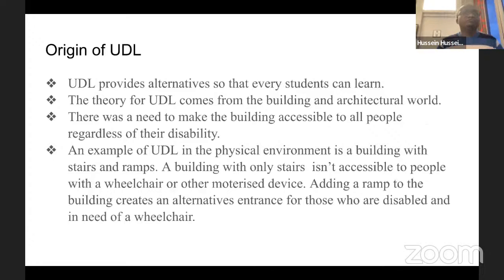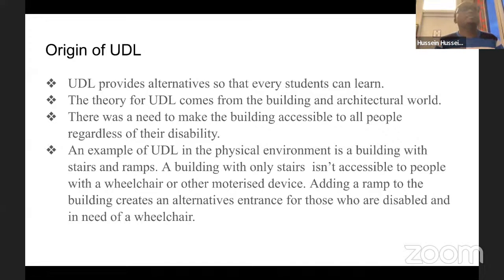So by origin, we say that UDL provides alternatives so that every student can learn. The theory for UDL comes from the building and architecture world. There was a need to make buildings accessible to all people, regardless of their ability or disability. So the architects saw that there is a need to make sure that our buildings are accessible, regardless of the disability a person has.